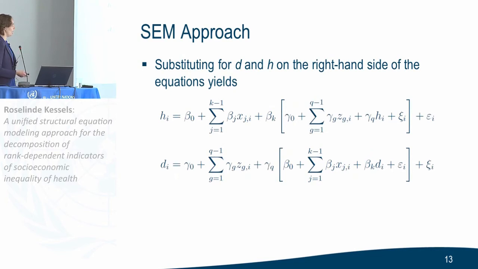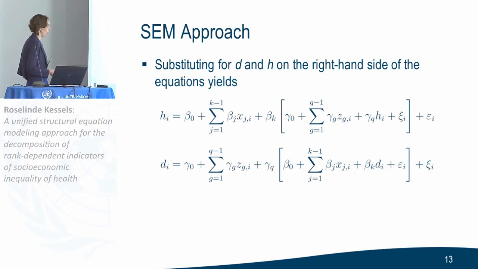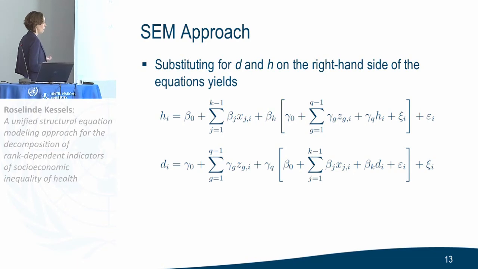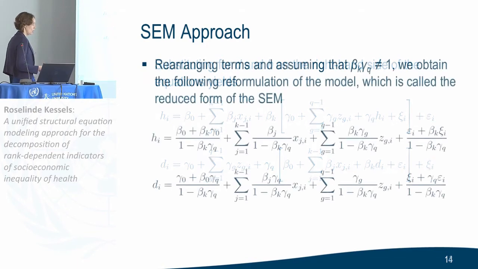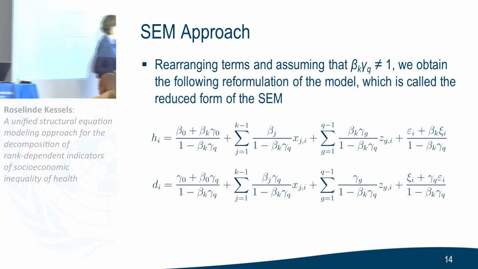Doing some rewriting by replacing the right-hand side endogenous variables by their respective equations, we obtain only exogenous variables, the X and the Z's, the X originally explaining H and the Z's originally explaining D.